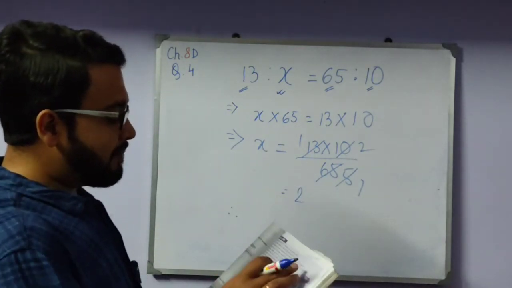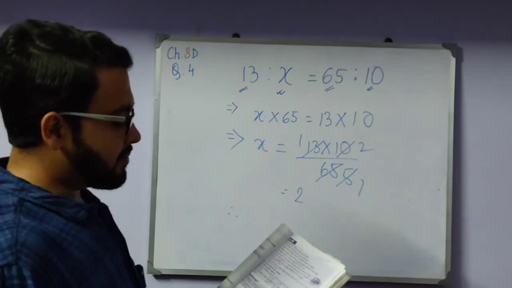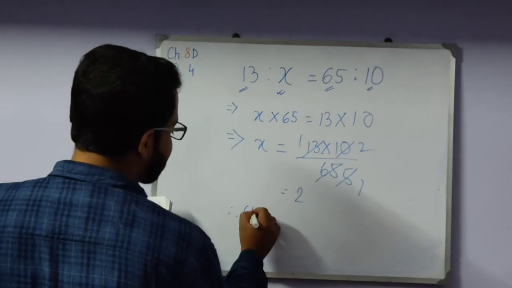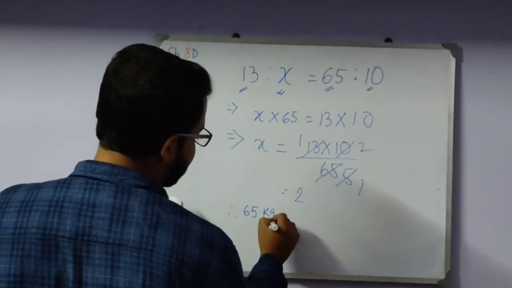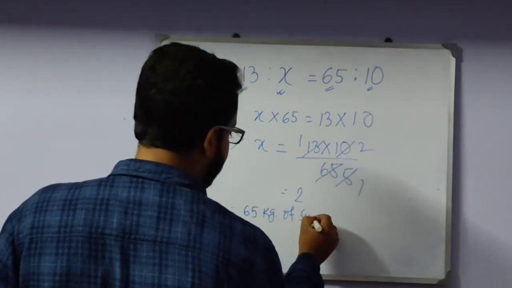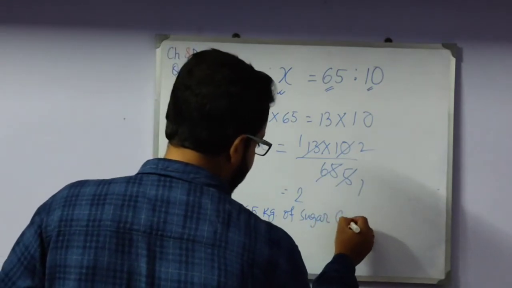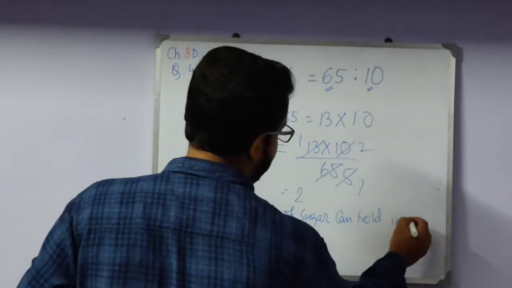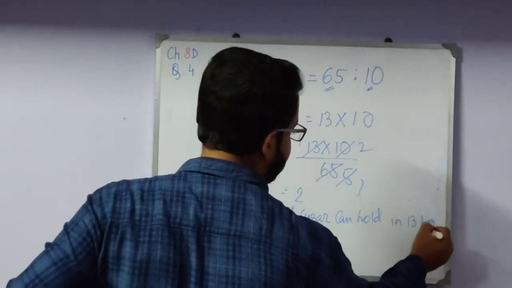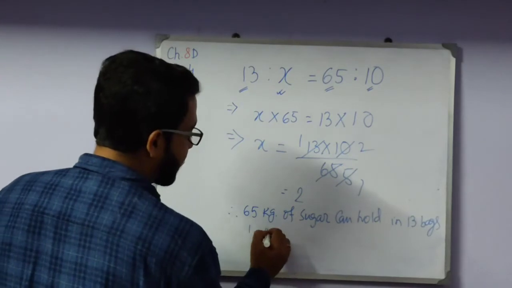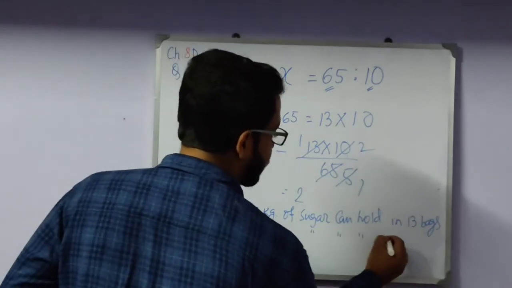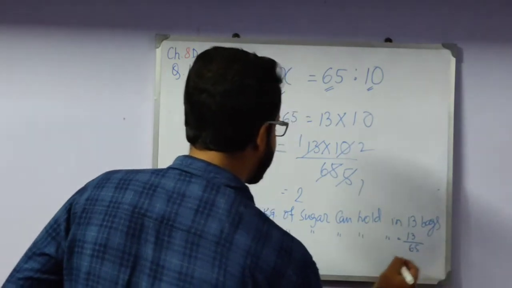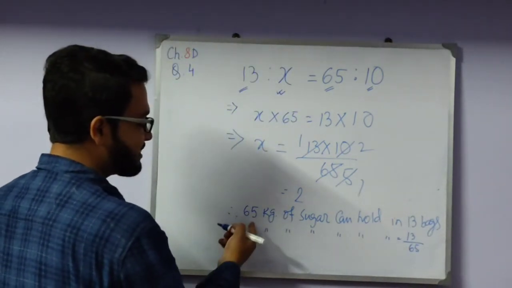So how many bags? That means we have to retain the statements in reverse form. 65 kg of sugar can hold in 13 bags. 1 kg of sugar can hold in 13 upon 65. We know it very well. 1 is very less than 65.